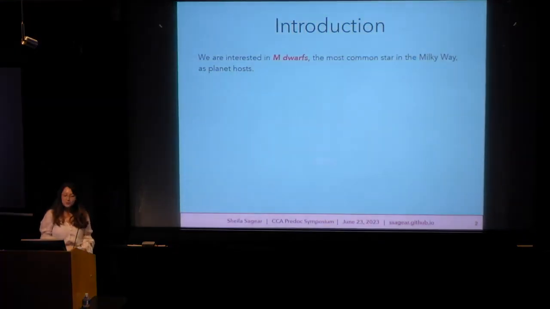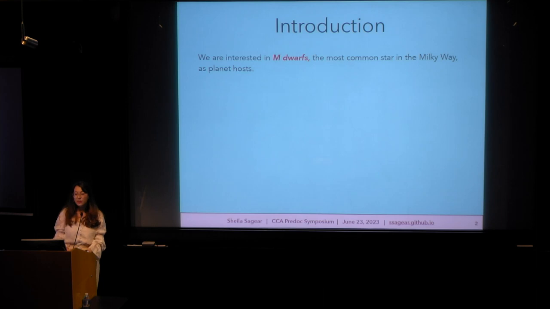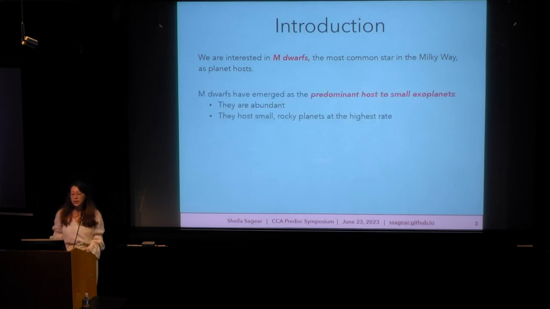All right, so I'll start by introducing the motivation for this project. My primary interest is exoplanets, particularly small exoplanets around M-dwarfs. M-dwarfs are by far the most common star in the Milky Way, and there are a few reasons why they are so interesting to us as planet hosts. One of the main reasons is that they've emerged as the predominant host to small rocky exoplanets that may or may not be in the habitable zone and are similar in size to our Earth.